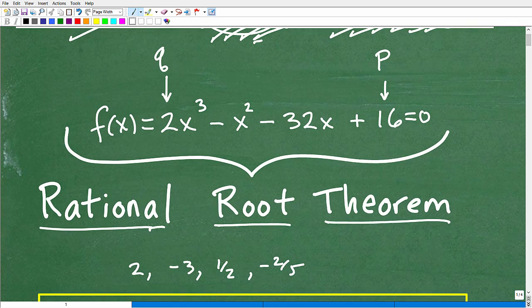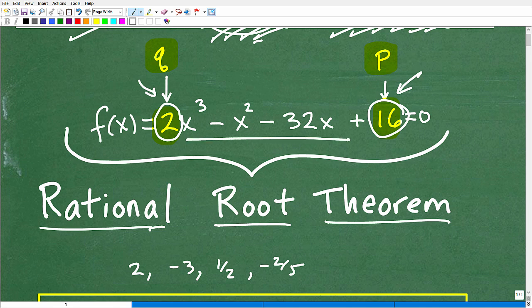So up here, q is the leading coefficient. Notice that my polynomial is written in standard form. When you write a polynomial from the highest power to the lowest power, your leading coefficient here is q. And your last term, the constant term of the polynomial, the number, if you will, is p. So we're going to look at the factors of p and the factors of q, the leading coefficient and the last number in the polynomial when it's written in standard form. Okay, so we're going to go ahead and do that now.